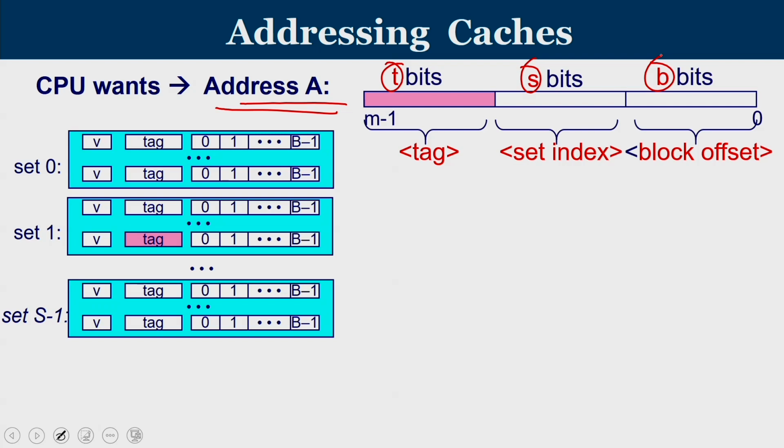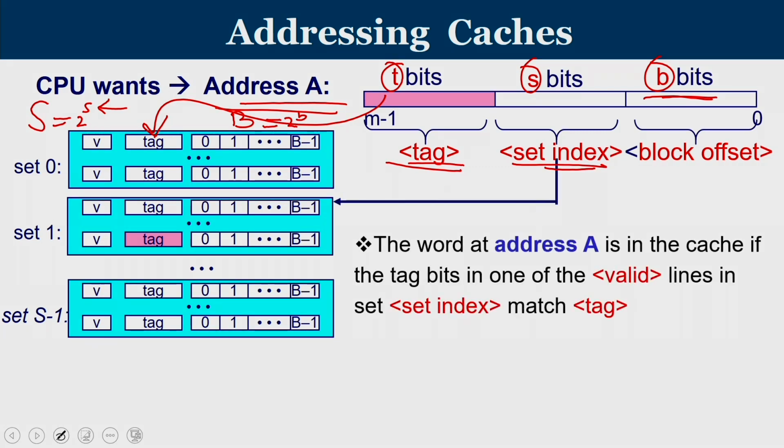So, S tells the number of sets. If you have capital S, which is defined as 2 power small s, this will tell you how many bits are there in the set index. And then your block is B bytes, which is 2 power small b. This will tell you how many bits are there in the block offset region, and the last portion is your tag. Whatever is balance is called the tag bits, and these T bits are stored here. So, this is your tag area.